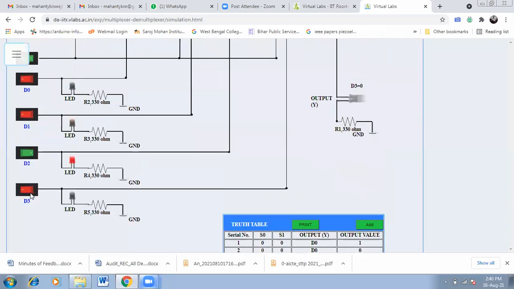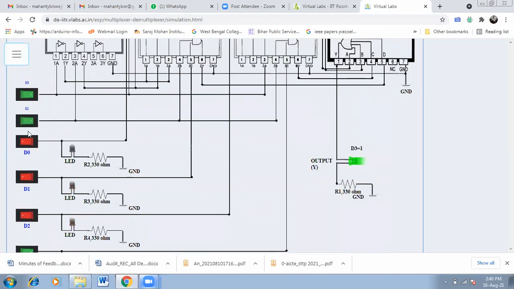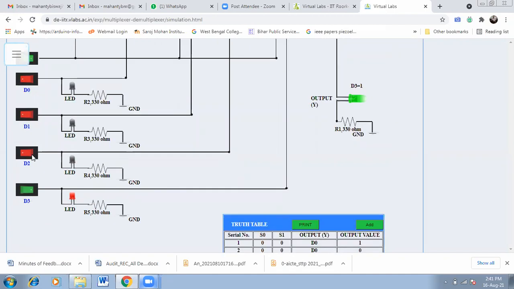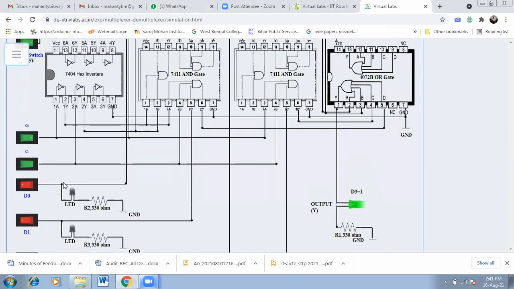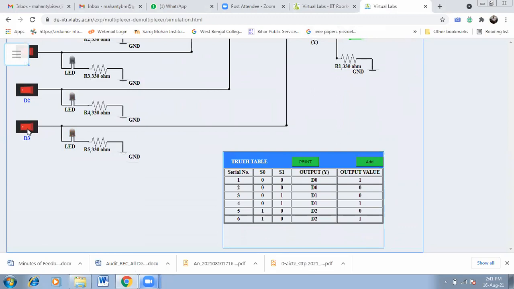So D3 is 0 now, and that's why the output is also 0. Now if the input is high, the output is also high. Take the first 0, you can turn it off. If you make all these high, that will not affect the output, because the data selector is only selecting the D3 value. So if all these are high or low, it does not matter. It does not affect the output, because the data selector is at the 1 1 position.